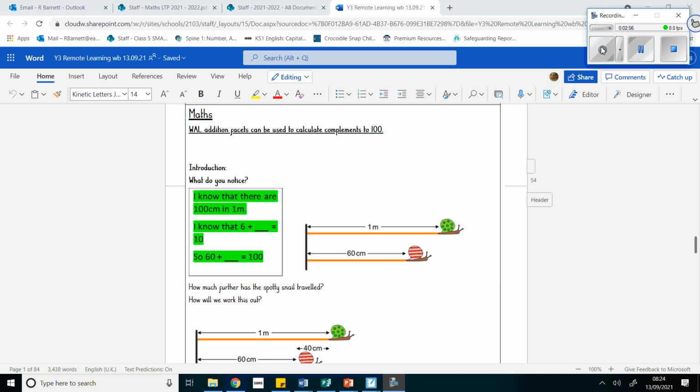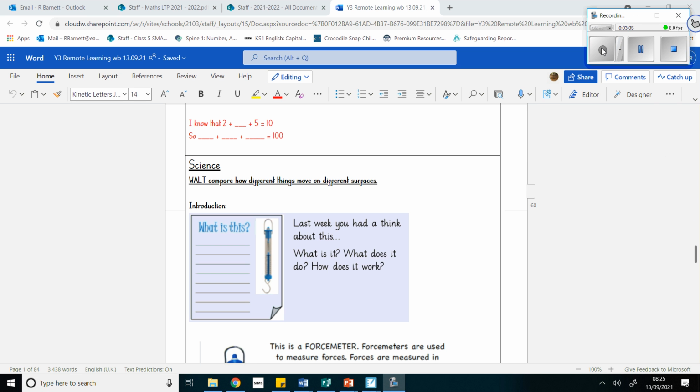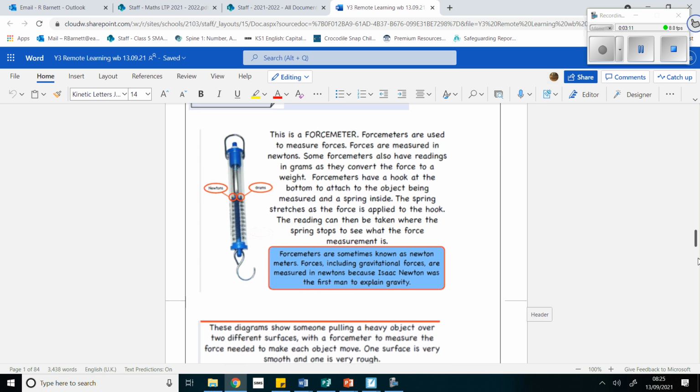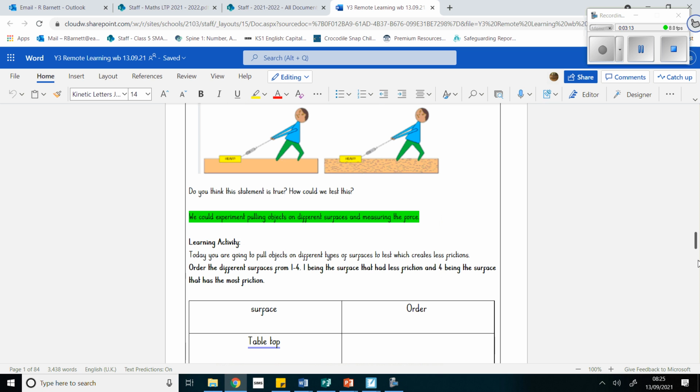For maths, we're going to be using those addition facts that we learned about yesterday to help us solve some problems. For science, we're going to compare how different things move on different surfaces. So we're talking about a force meter, so you can read that information there.